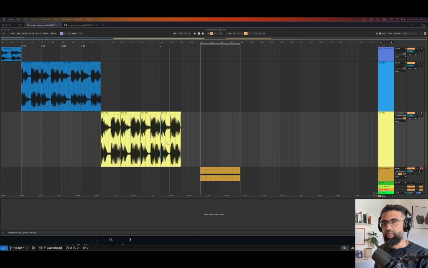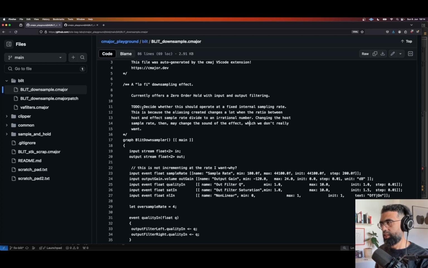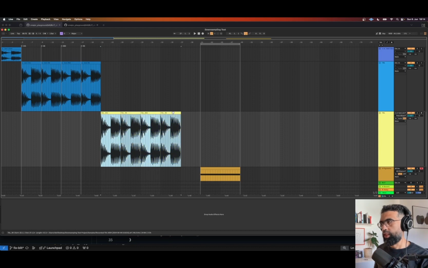And of course, that doesn't necessarily preclude this part, right? Because assuming I were correct that the aliasing change I was hearing is due to some innate property of downsampling or the algorithm, we could say, oh, well, maybe they are also doing something like this, where they're always operating at the same high sample rate. So no matter what the host sample rate is, it will perform the same.